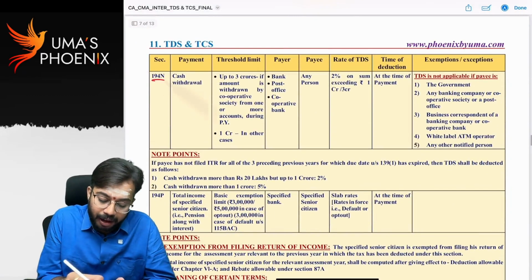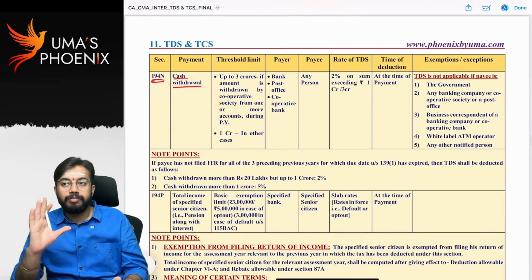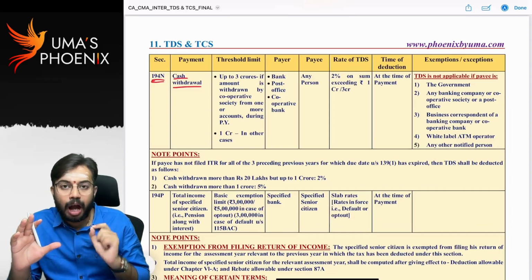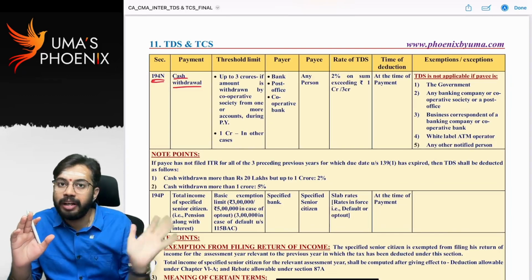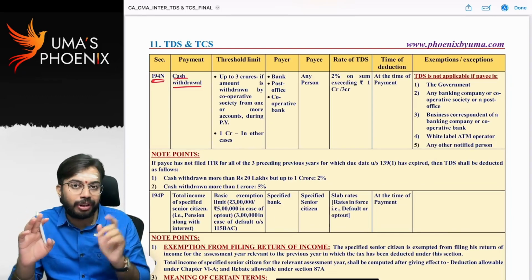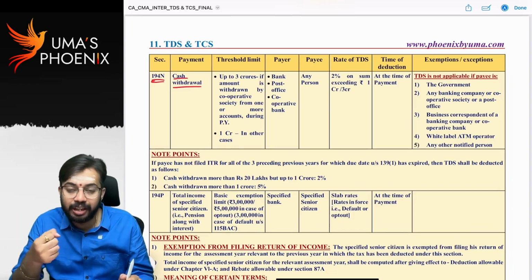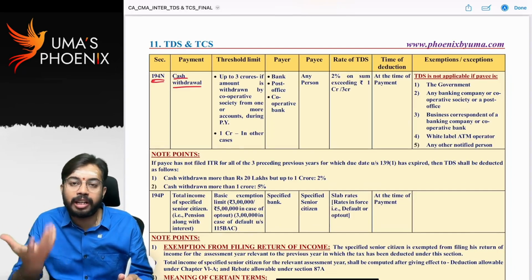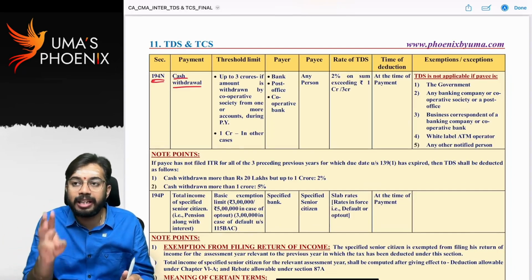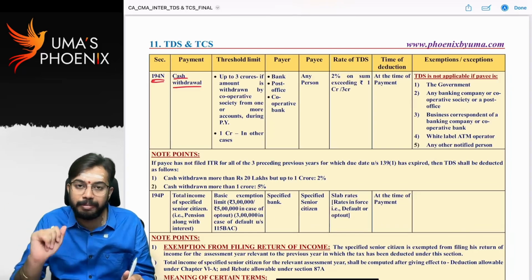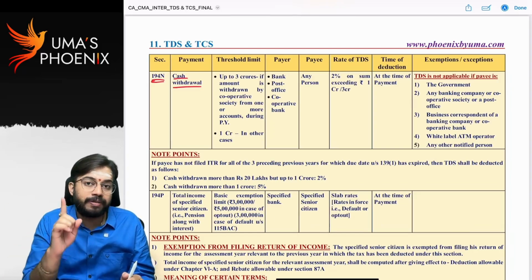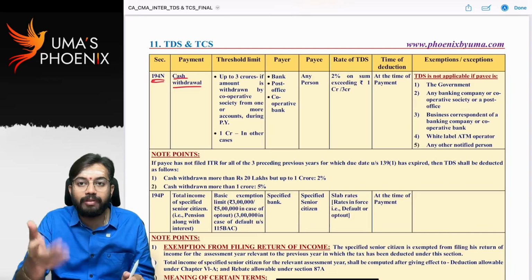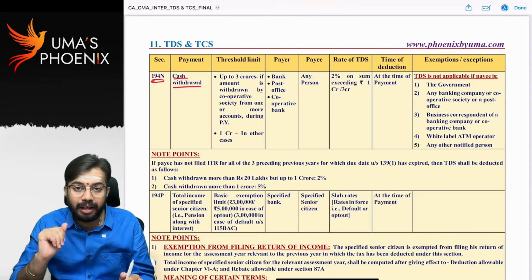Next, section 194N, cash withdrawal. If the amount is withdrawn by a cooperative society, up to 3 crore rupees of withdrawal, no TDS will be deducted. Other than a cooperative society, if any other person withdraws cash, if the amount of withdrawal is more than 1 crore rupees, TDS will be deducted. So what are the threshold limits? For a cooperative society, the threshold limit is 3 crores. For other persons, the threshold limit is 1 crore. Up to rupees 1 crore, no TDS will be deducted. If more than 1 crore is withdrawn, then TDS will be deducted.